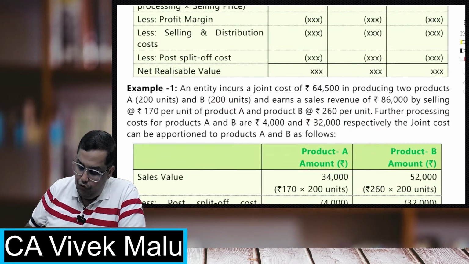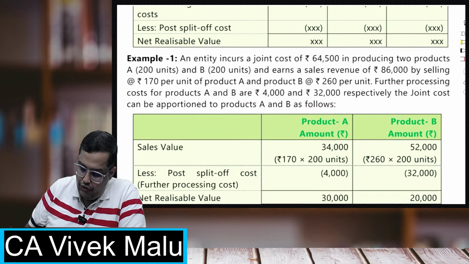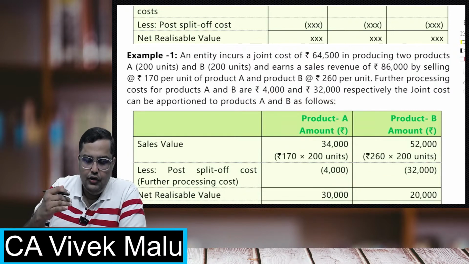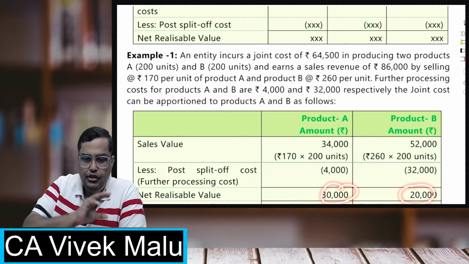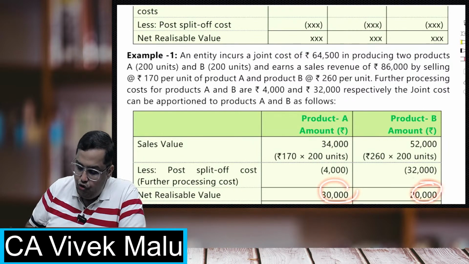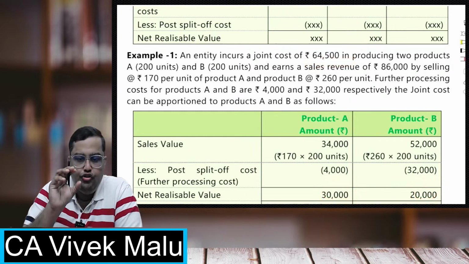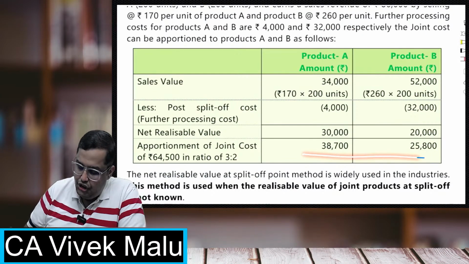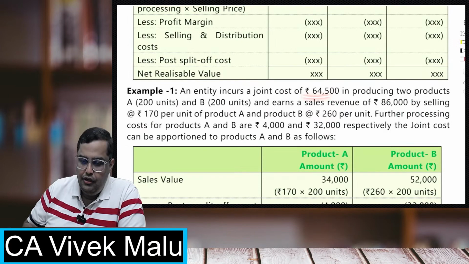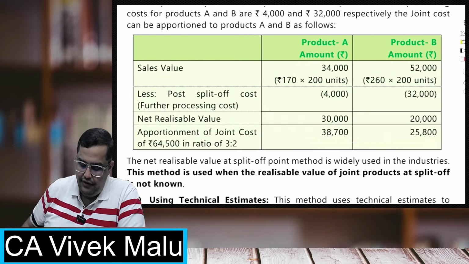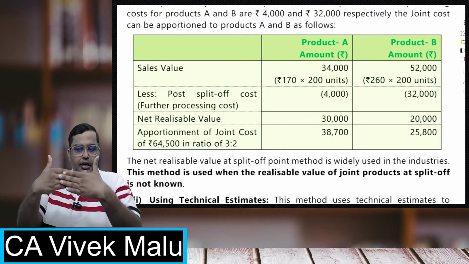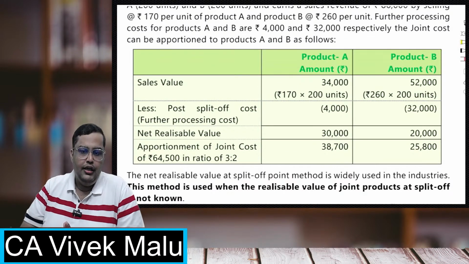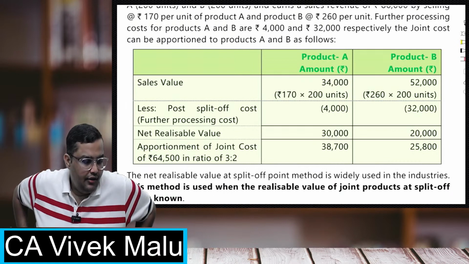From the sales value, I have to reduce the further processing cost. I have reduced 4,000 and 32,000, which is the further processing cost. So from sales, take out the further processing cost, and you will get the NRV at split off, 30-20. In this ratio 3:2 divide 64,500. So the joint cost will be distributed on the NRV at split off. This 64,500 will be distributed in the ratio 3:2, and you will get these figures: 38,700 and 25,800. Simple. See the sales value of the final product, minus the post split off costs, get the NRVs, and in this NRV ratio divide the joint cost. Everybody clear?